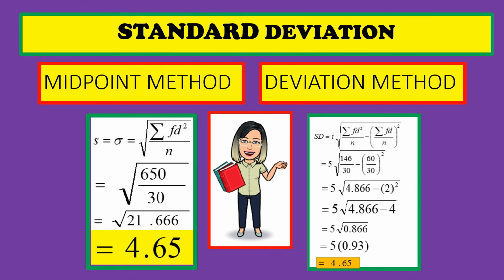So we have the standard deviation using the midpoint method and the standard deviation using the deviation method. The result in using the midpoint method is 4 and 65 hundredths, and the result in using the deviation method is still 4 and 65 hundredths.